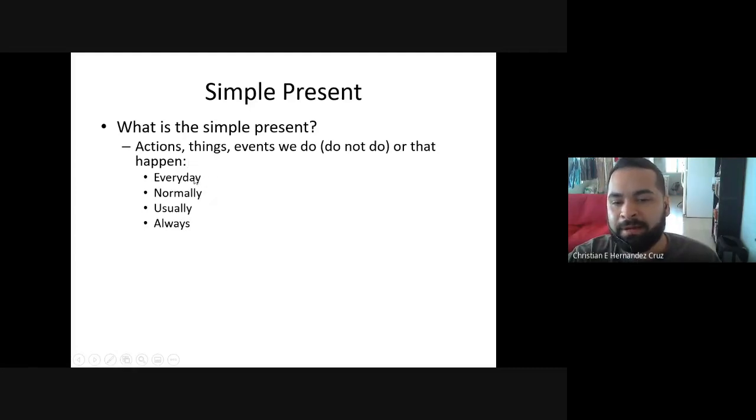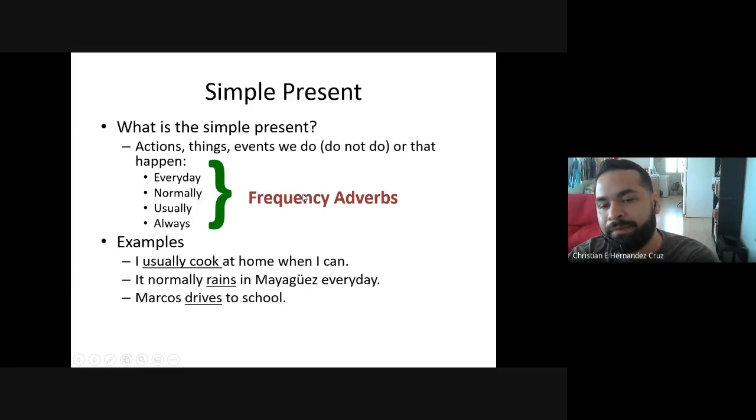Si usted se fija, estas palabras, every day, normally, usually, always, if you look at these words, they are telling you how often these things happen. And these types of words are actually frequency adverbs. So this tells you how frequently something happens. And the fact that we have these frequency adverbs, it can be used as a little hint to tell us that this is the simple present. Okay? So let's take a look at these examples.